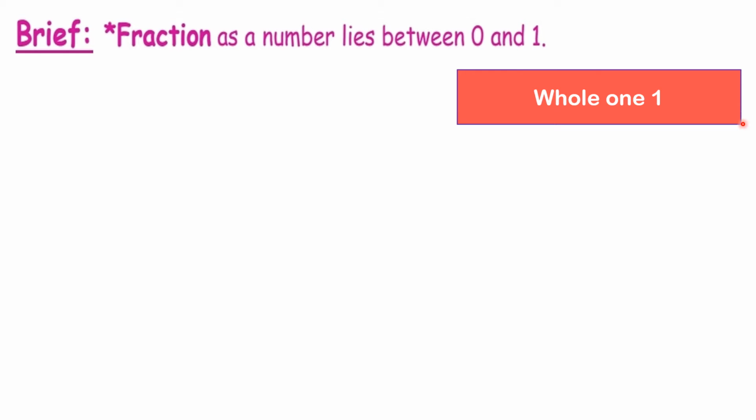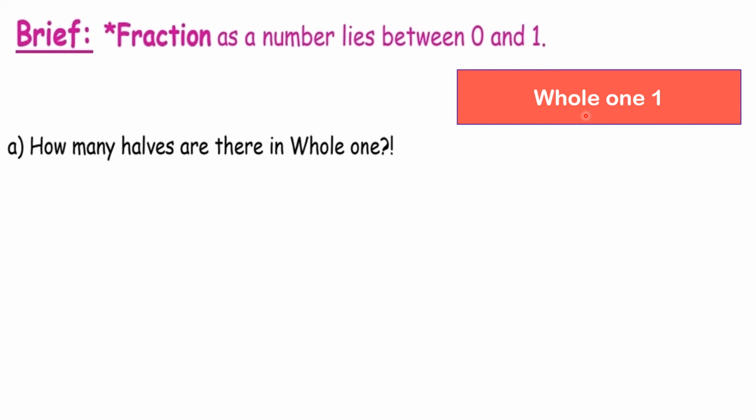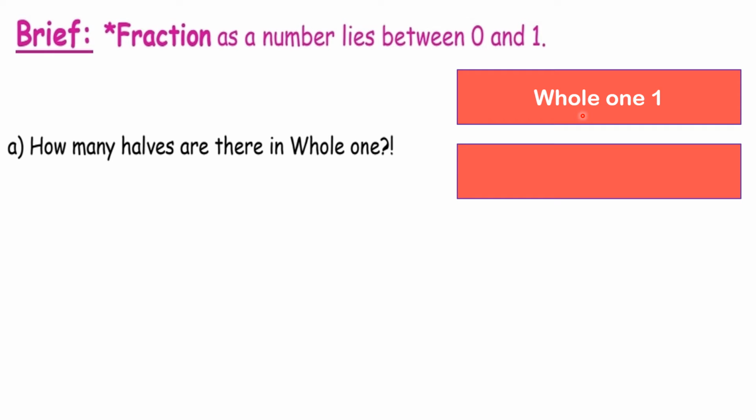If I have here a rectangle, so this is a whole one. But I want to know how many halves are there in a whole one. So I will put my rectangle and I want to know how many halves, as I know if I divide it in two parts, it will give me halves. So this part is called a half and the other part is called a half. So how many halves do I have here? 1, 2. So it will give me 2 halves.